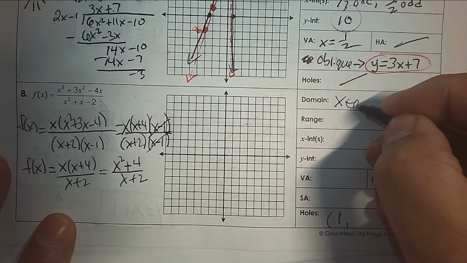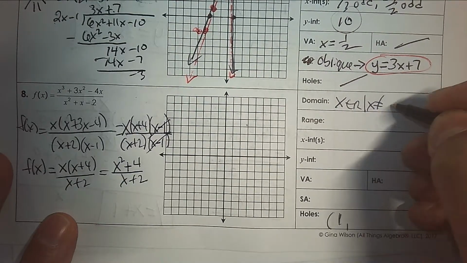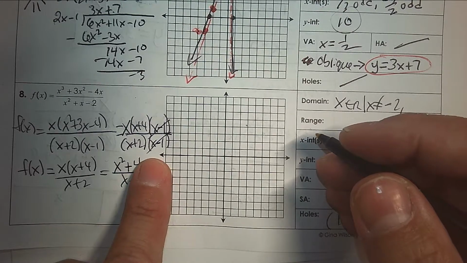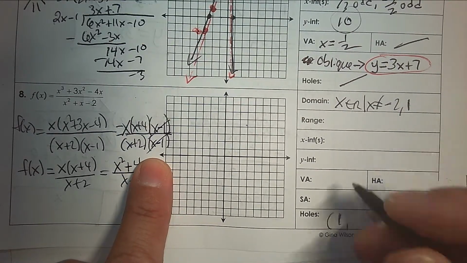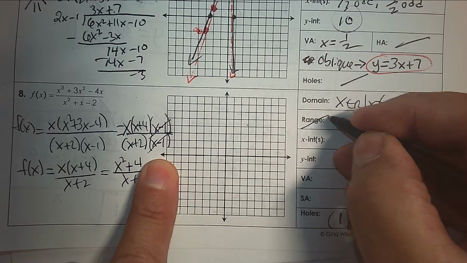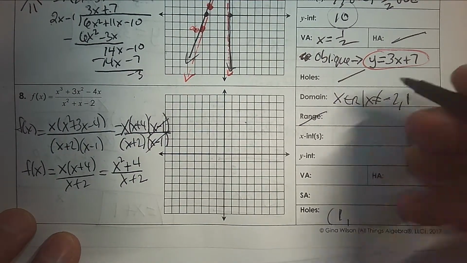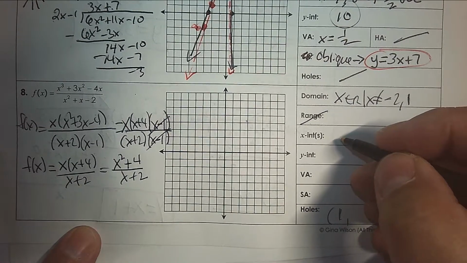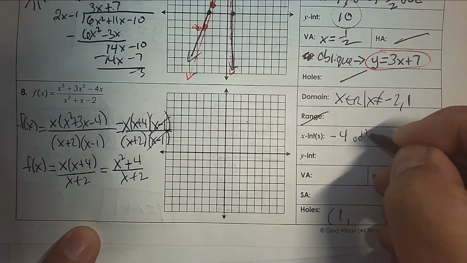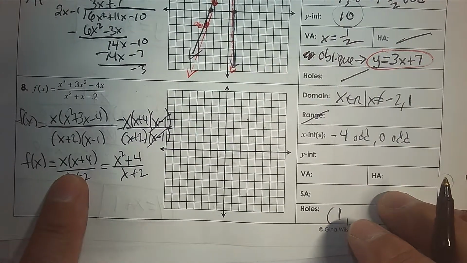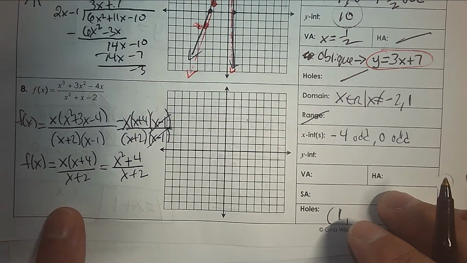1 and -2. Good. Do you notice that I crossed out 1, but that's still a part of the domain restriction? So it's -2 and 1. Do you know what the X-intercepts are, Pedro? The X-intercepts are -4 and 0. And they both are odd. Notice that's for factoring, right?